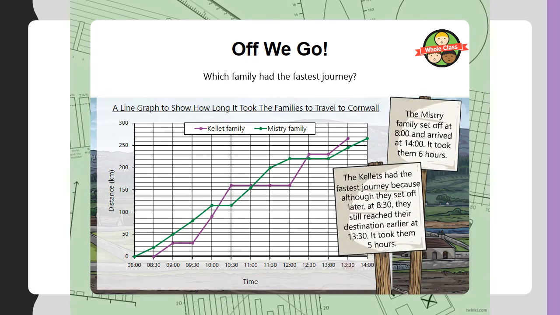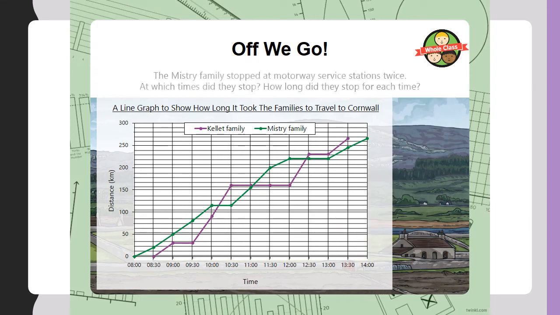It was the Kellet family, because the Kellet family started their journey at 8:30 and they finished their journey at 1:30. Now from 8:30 to 1:30, that's 9:30, 10:30, 11:30, 12:30, 1:30. That took them 5 hours. The Mystery family started their journey at 8 o'clock and didn't finish until 1400 hours. So if we count from 8 to 1400 hours, we go 9, 10, 11, 12, 13, 14. That took them 6 hours. So we know that the Kellet family's journey was quicker.